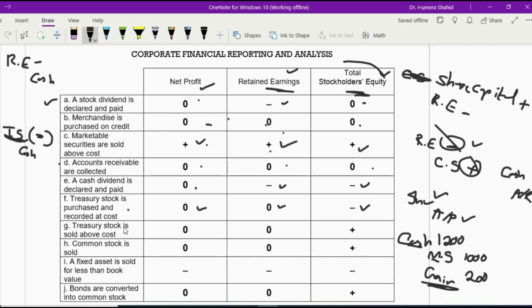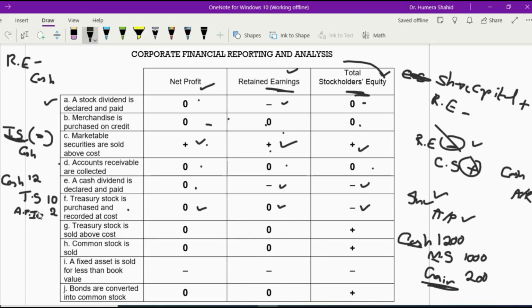Point number G, treasury stock is sold above cost. So when the treasury stock is sold above cost, what happened? You get cash because a sale is happening. Treasury stock will get credit. For example, the treasury stock's value was $10. They said you sell it above cost, so for example, you get $12. So $2 is additional paid-in capital for the treasury stock.